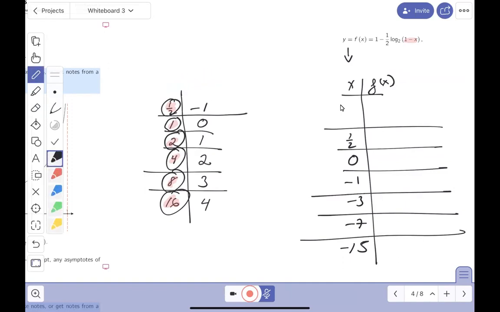And I know this is a learning curve for a lot of students to be able to work their way backwards. So it's going to be x. This is going to be log base 2 of x. Well, what's the next number going to be? A quarter. That's going to be -2. Then an eighth. That would be -3. Yada, yada, yada. All right.